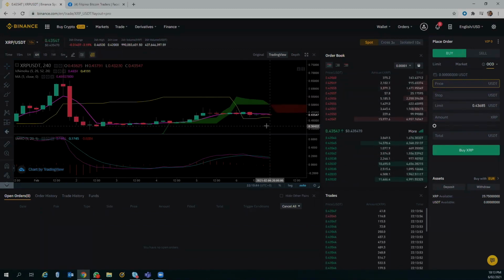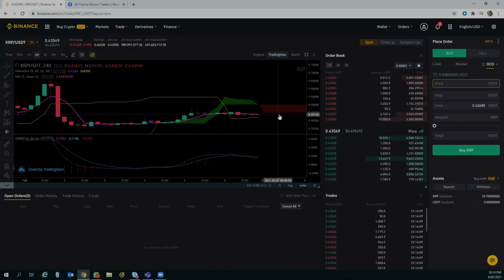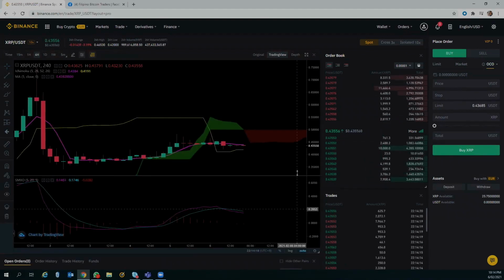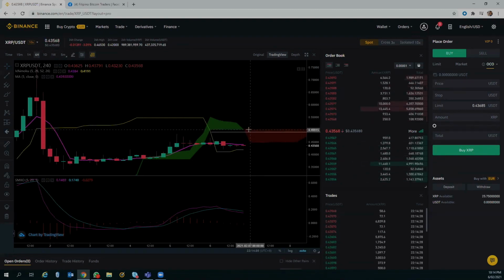So in case you're at sports or busy, it's really better to have an OCO order so you don't neglect your trade, particularly with currencies where the market is very volatile. Our target, let's say, is this. That line is around 0.499.